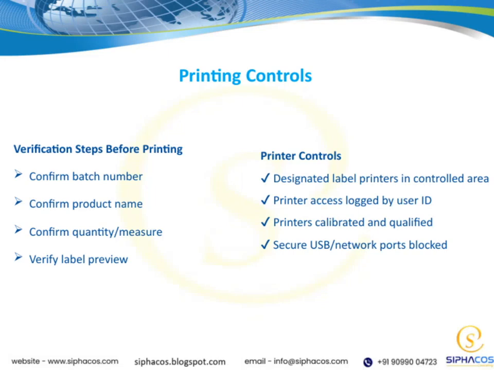Let's take a closer look at our printer controls and verification steps before printing. First, we have designated label printers that are located within controlled areas. This helps us ensure that only authorized personnel have access and that the environment remains secure. Additionally, printer access is logged by user ID, which means we keep a record of who used the printer and when, adding an extra layer of accountability.